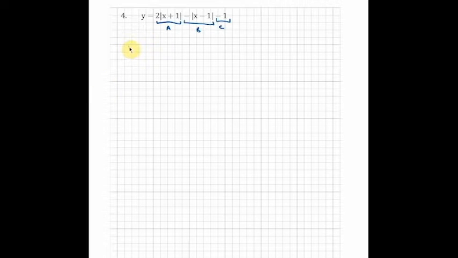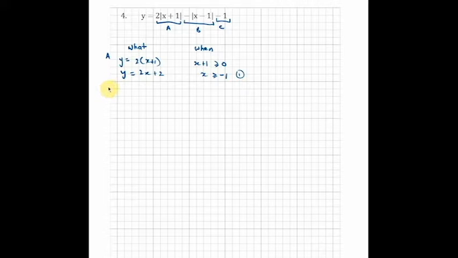And we're still going to go with the what and the when, or domain. So the first part, we'll just deal with the first part A, y equals 2 times x plus 1. When does that apply? Just for this first part, when x plus 1 is greater than or equal to 0, or x is greater than or equal to minus 1, and that's 2x plus 2, expanding that out. And if you like, that's the first part.